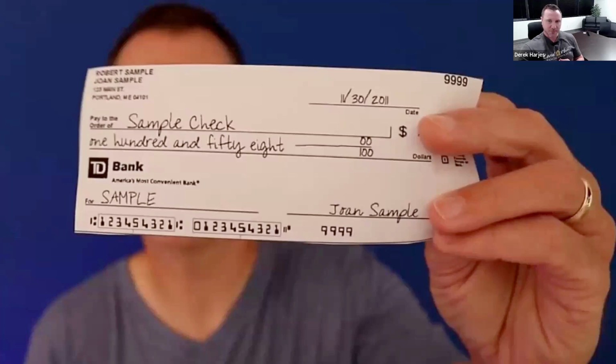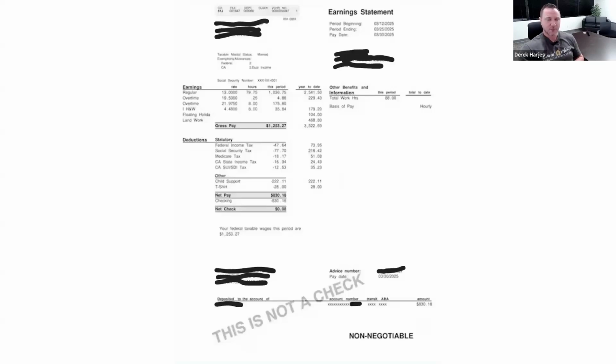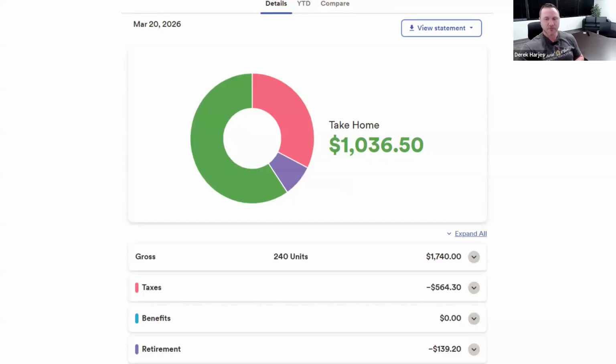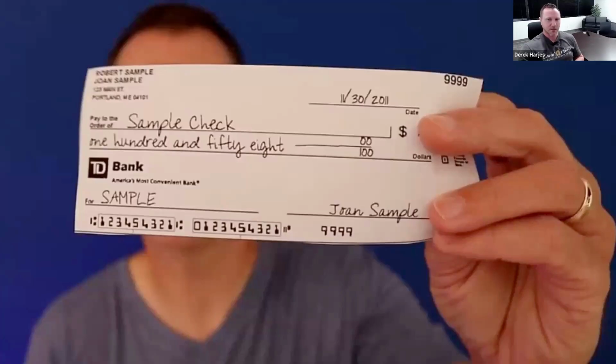This is also not a pay stub. Obviously, this is a joke, but I do get this from time to time. People will send me a picture of the check that they got written to them. This is not a pay stub. So, really quickly, going back over it: pay stub, yes. Pay stub, yes. No, no.